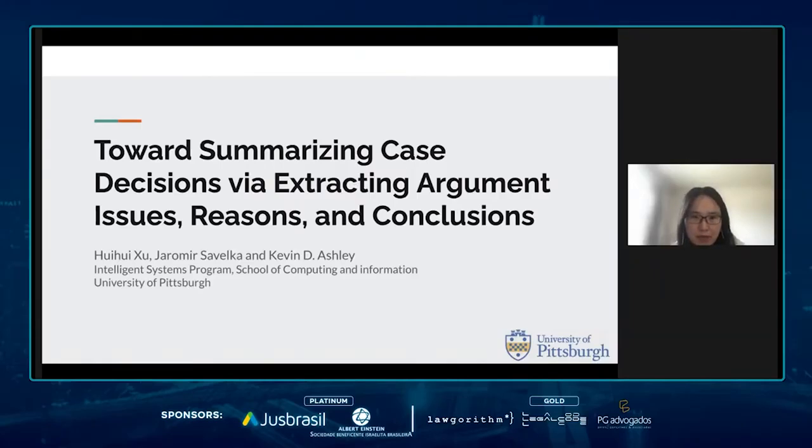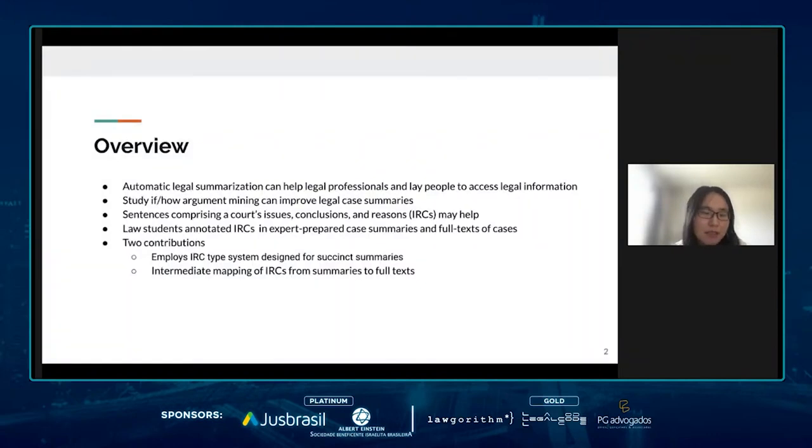Today, I'm going to present our research paper, Towards Summarizing Case Decisions via Extracting Argument Issues, Reasons, and Conclusions. I'm starting off with the motivation of our project: why summarizing a case decision is so important.